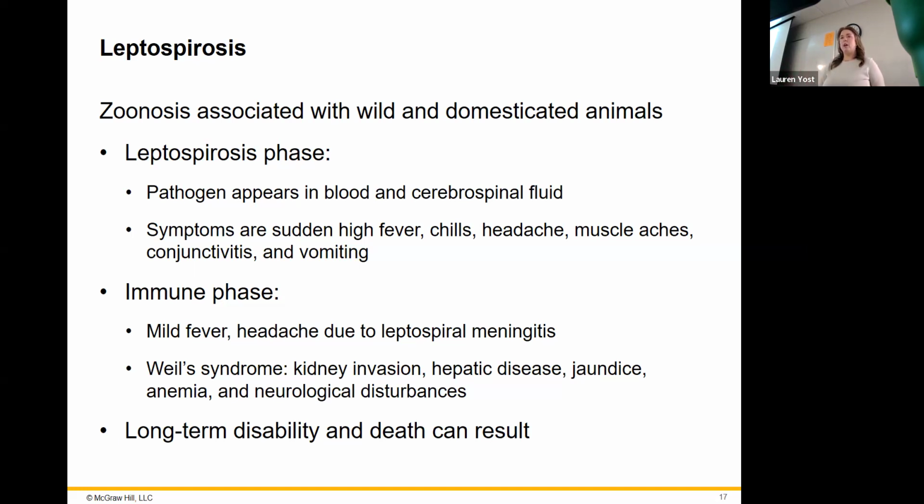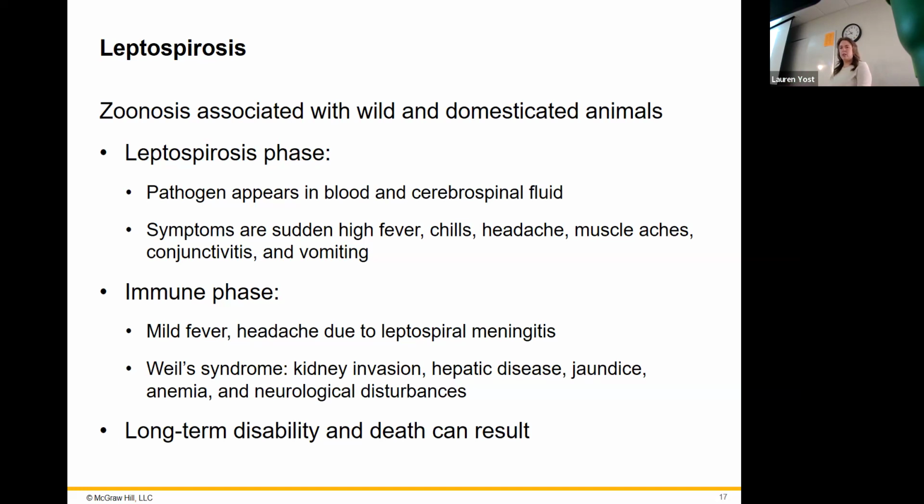There's an immune phase as well. That can be a mild fever and headache, but you'll also be developing meningitis. That's worse, but the other phase has more acute symptoms, in the leptospirosis phase, and the immune phase is more chronic, associated with meningitis and Weil syndrome, which is kidney involvement, hepatic disease with jaundice, anemia, and neurological problems. So that's quite the progression as it hangs around longer and is reacted to by the body a little differently.